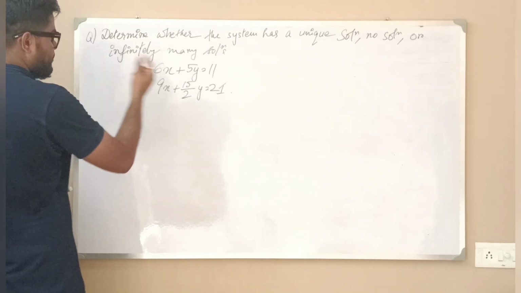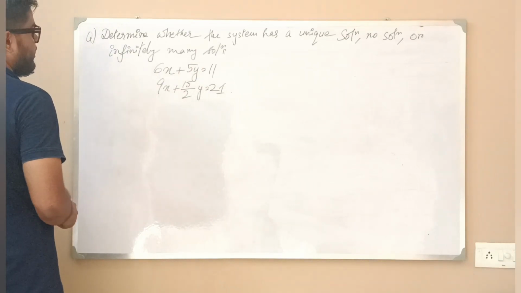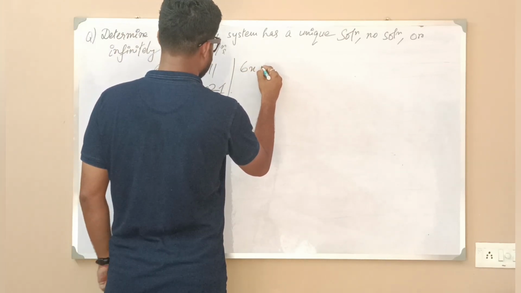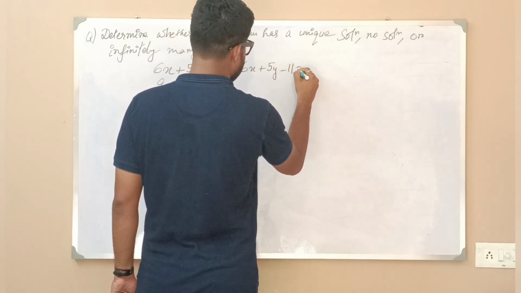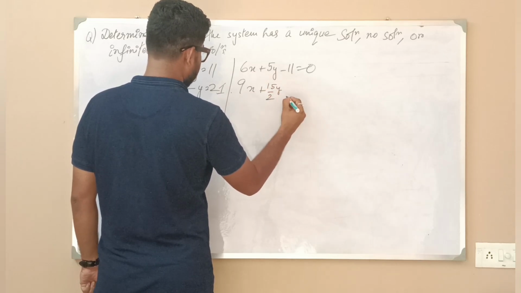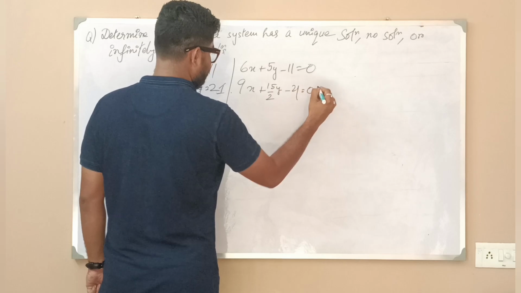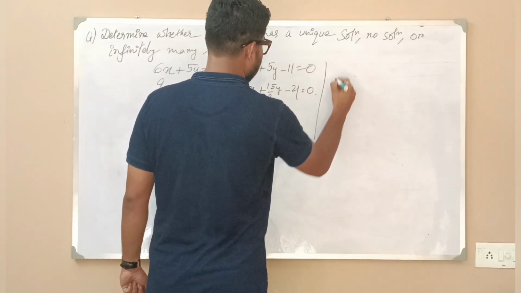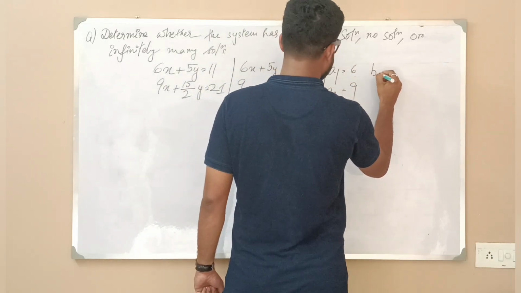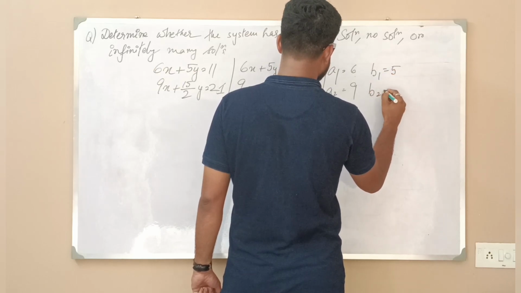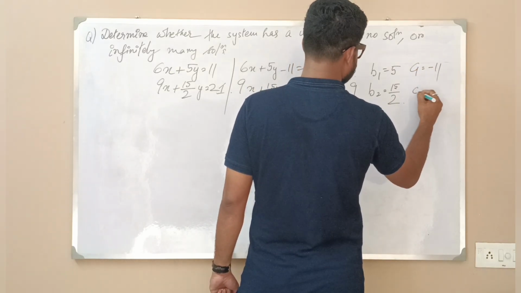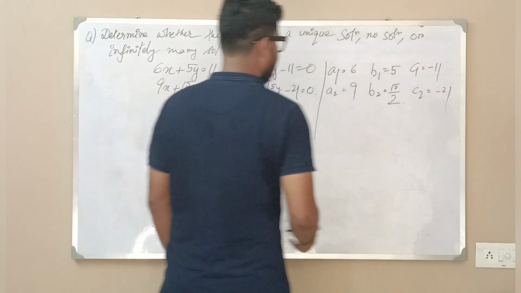6x plus 5y equals to 11 and 9x plus 15y by 2 equals to 21. So again, 6x plus 5y minus 11 equals to 0, and 9x plus 15y by 2 minus 21 equals to 0. So a1 is 6, a2 is 9, b1 is 5 and b2 is 15 by 2. c1 over here is minus 11 and c2 is minus 21.